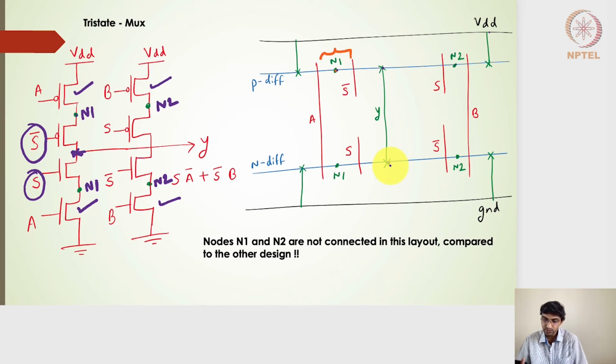And if I look closely into this particular stick diagram with respect to the previous one, the only difference here is that this particular contact line is missing. Otherwise, the tri-state derived mux has a similar stick diagram to that of the transmission gate derived multiplexers. The only thing which is missing is the dotted lines, which are the metal lines. So that's what I've written. Nodes N1 and N2 are not connected in this layout compared to the other designs.